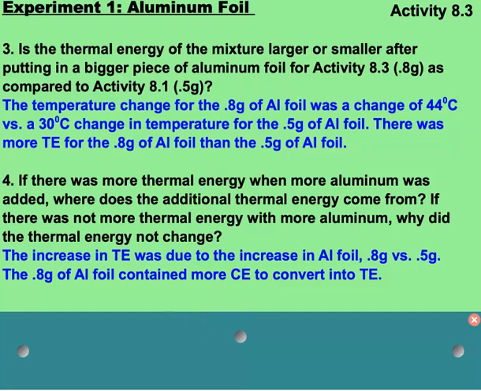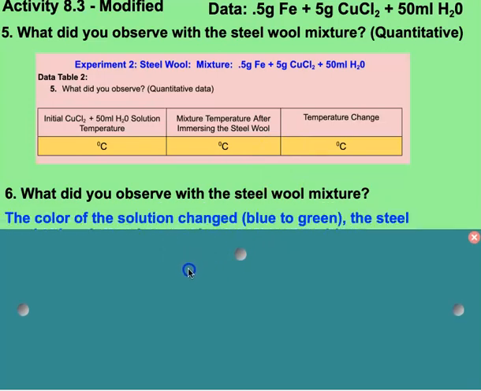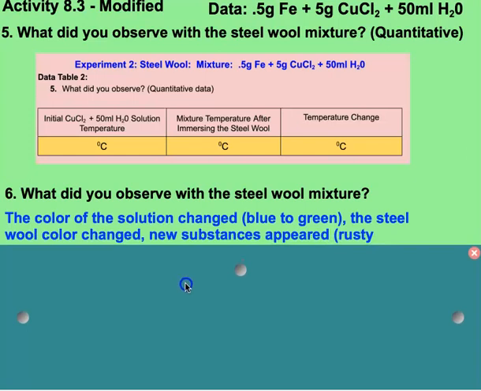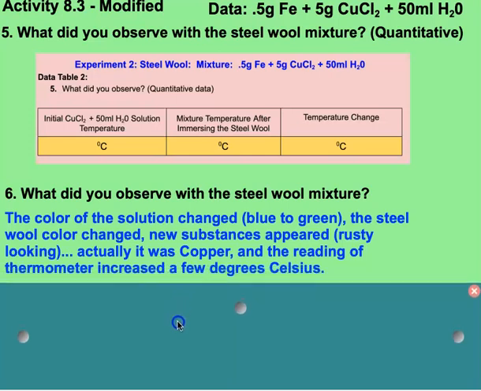So now in the second one, again, take data. You should have data from the video. So what did you observe here? Again, there should have been a color change, a blue to almost a greenish looking color. It looked a little different than the aluminum foil. The steel wool color changed. New substances appeared. It was rusty looking. It was copper, and the reading of the thermometer increased a few degrees.